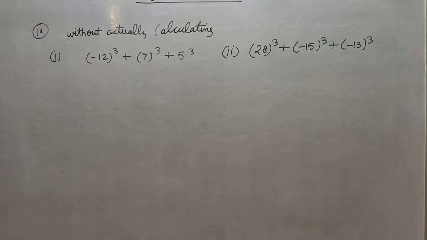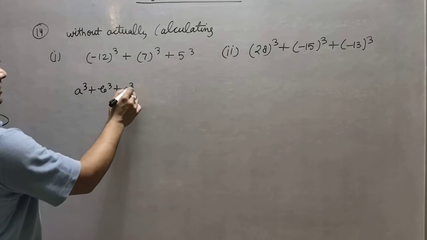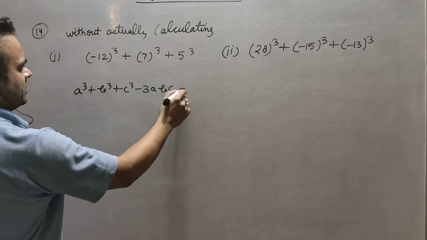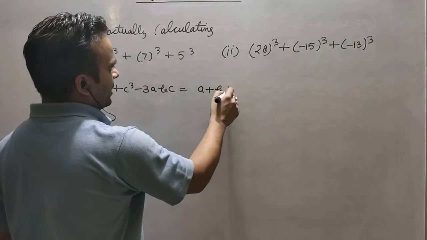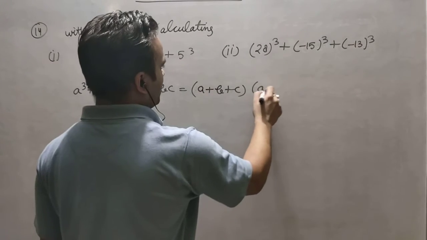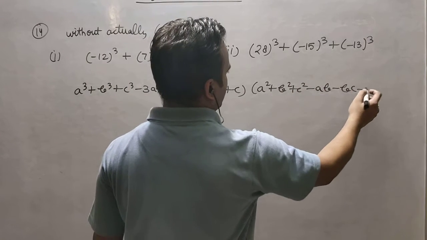So class, in the previous video we have done the sums till 13, and the 14th sum, you can see, is related to the a plus b plus c identity. In the previous question, if x plus y plus z is equal to 0, then x cube plus y cube plus z cube will be 3xyz, and we have proved this in the introduction to identity video also. So I am writing the identity here so that I can tell you how it becomes 3abc.